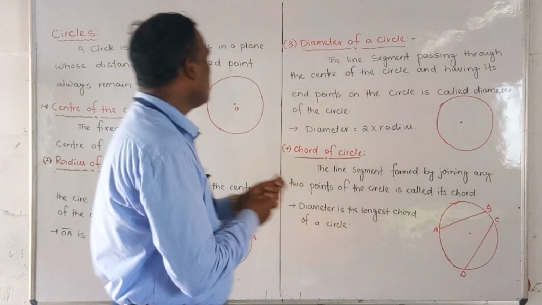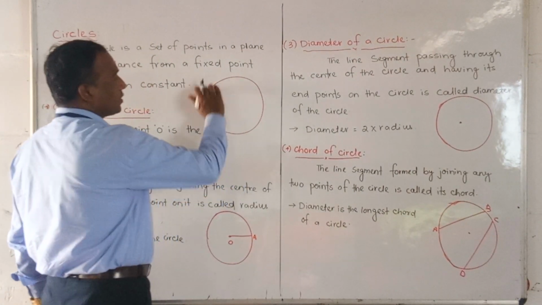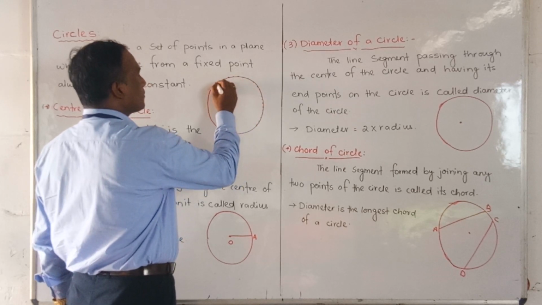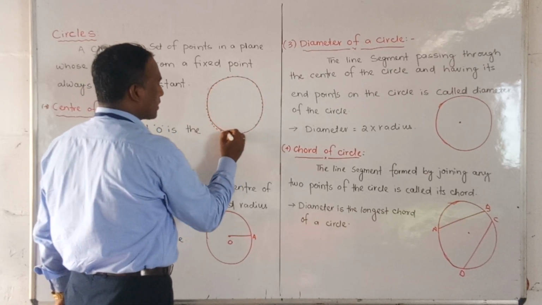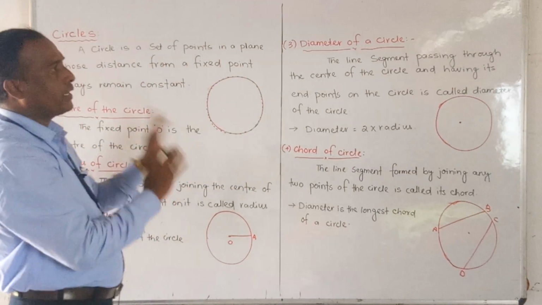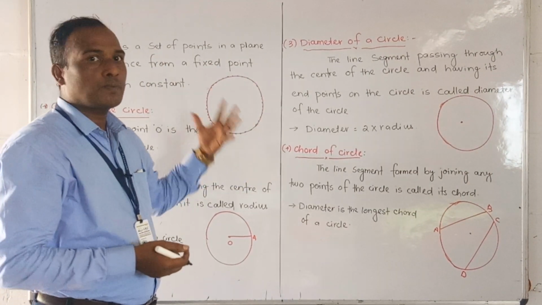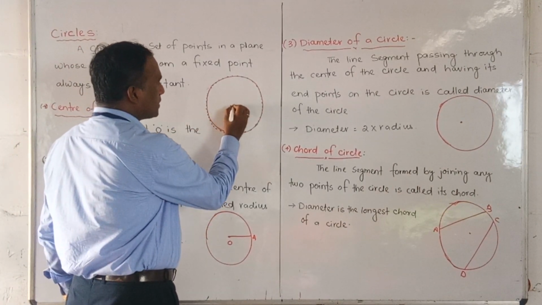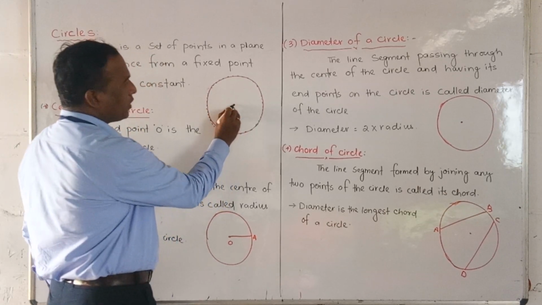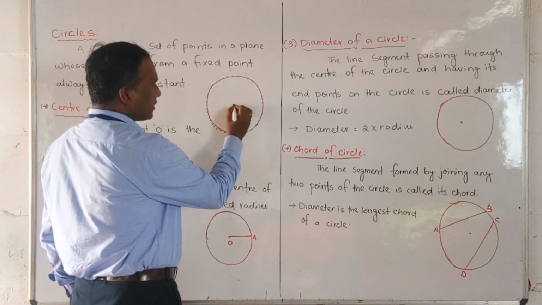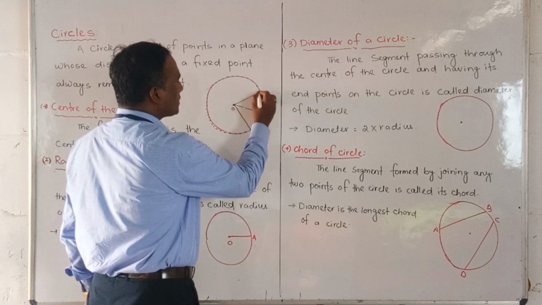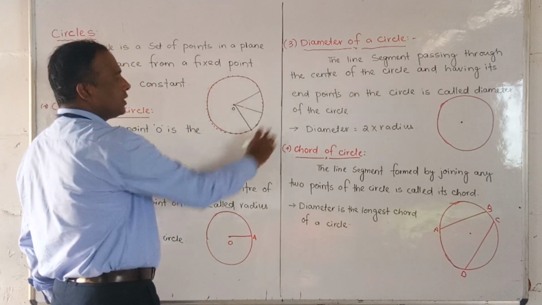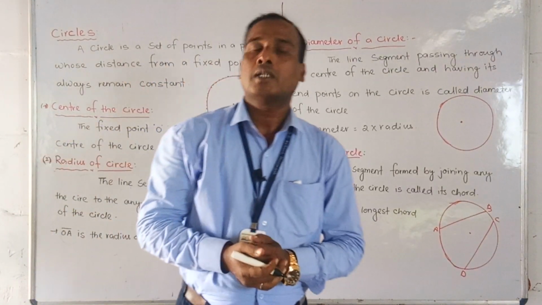See, students, this is one circle. I have arranged so many points, infinite points, on a plane. Suppose this board is one plane. These infinite points are arranged at a fixed distance from a fixed point, suppose O. Every point is at the same distance from here to here. All points are arranged at the same distance. Then it is called a circle.